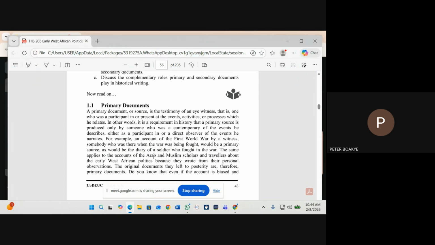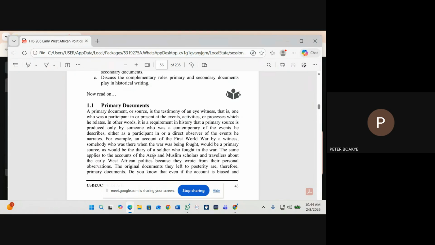Now, primary documents. When you say primary document, what do you mean? It's very simple, we need to understand it. A primary document or source is the testimony of an eyewitness, that is one who was a participant in or present at the event. So someone who witnessed the event and narrates it is a primary document, relating the activities or processes which he witnessed.